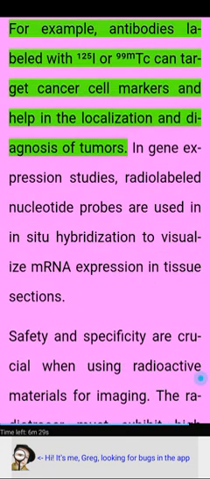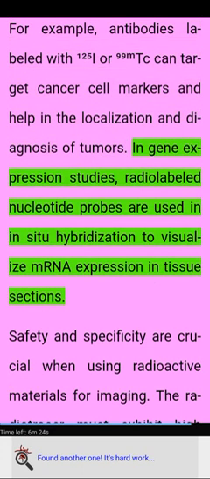For example, antibodies labeled with 125I or 99mTc can target cancer cell markers and help in the localization and diagnosis of tumors. In gene expression studies, radio-labeled nucleotide probes are used in in situ hybridization to visualize mRNA expression in tissue sections.